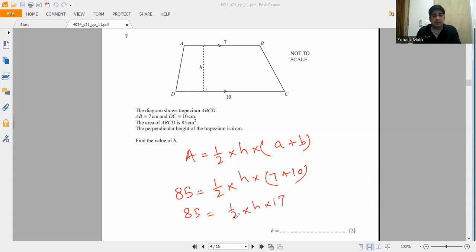So now 2 is dividing here. We take it to the other side, where it multiplies, so 85 times 2 gives us 170 is equal to h into 17. Now h is equal to 170 over 17. So height is equal to 10 centimeters.